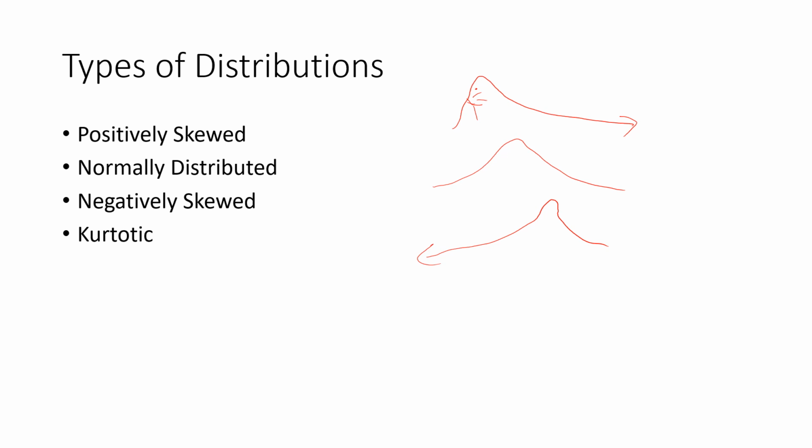Kurtotic or kurtosis is how peaked the distribution is. I'm not going to ask questions about it specifically, but you can have ones where it's all clustered in the center, or ones where it's really spread out. The reason I bring these up is because the type of distribution you have can decide what type of test you're going to use. In 3400 we're going to cover a whole bunch of tests, and certain distributions that are highly skewed will end up using different tests.